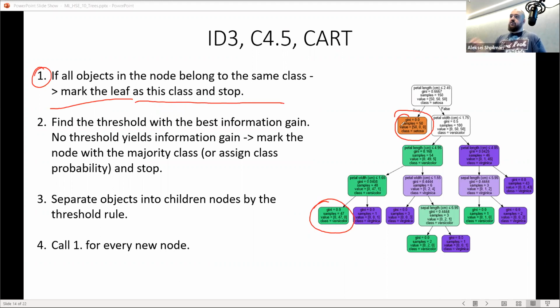If not, find the threshold with the best information gain. Easy, right? Go through all thresholds, calculate information gain for every threshold, for every feature. Find the best information gain. There could be a situation where no information is to be gained, right? When every information gain you calculate is 0, or, well, it sort of cannot be negative, but 0. So you cannot gain any information. Then you should stop, right, and assign it with the majority class. So let's imagine this as after this node, we cannot gain any more information. So we stop, say, okay, this is still a versicolor leaf, right? Even though there are just 5 points of the other class, but still good enough.